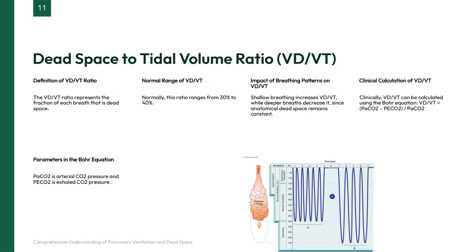So, what does the VD/VT ratio really tell us? Essentially, it represents the fraction of each breath that doesn't participate in gas exchange, dead space relative to tidal volume. This ratio is a valuable indicator of ventilation efficiency and can signal issues like ventilation perfusion mismatch. In summary, understanding the dead space to tidal volume ratio helps us comprehend the broader picture of pulmonary ventilation and the efficiency of gas exchange, which is at the heart of our overall focus on respiratory health.